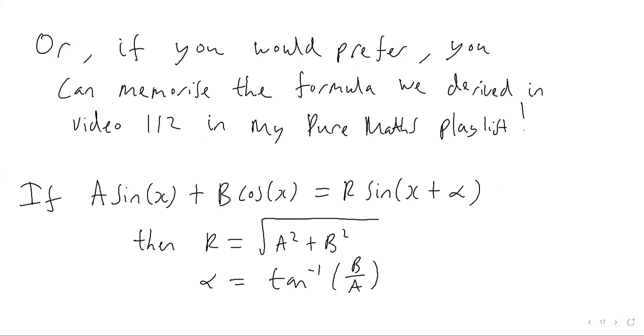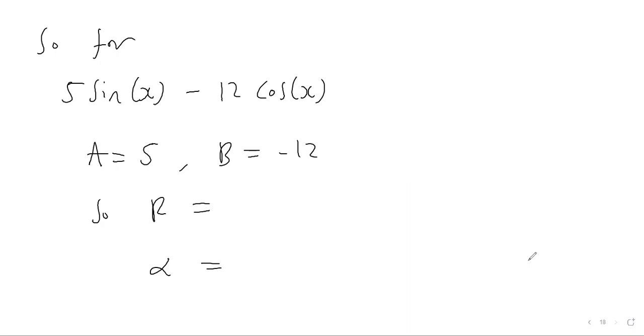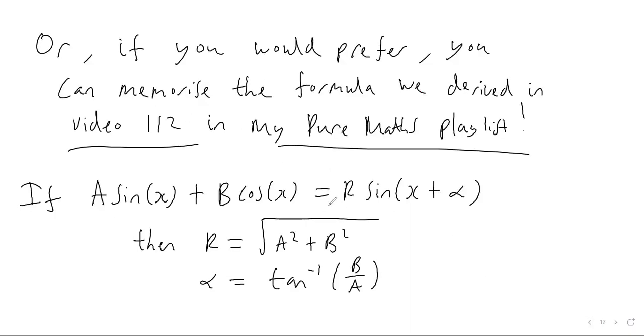Or alternatively, something I'll just say is that you can use the formula that we derived yesterday in video 112. So in that video from yesterday, you can actually just memorize that formula. The formula that we had for the R sine x plus alpha one, there was also an R cos x plus alpha formula too. But in this question, if we just use the sine x plus alpha formula, it was this one here. So if a times sine x plus b times cos x is equal to this, it means that R is equal to the square root of a squared plus b squared, and alpha is equal to tan inverse of b, so the coefficient of cos x divided by the coefficient of sine x. So we can do the calculation using the formula here if you prefer memorizing this formula.